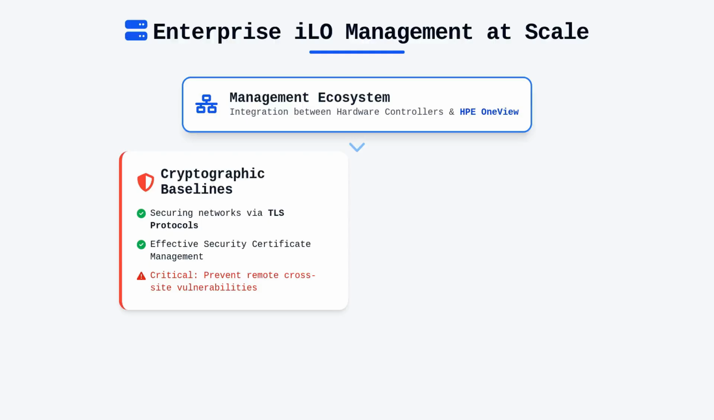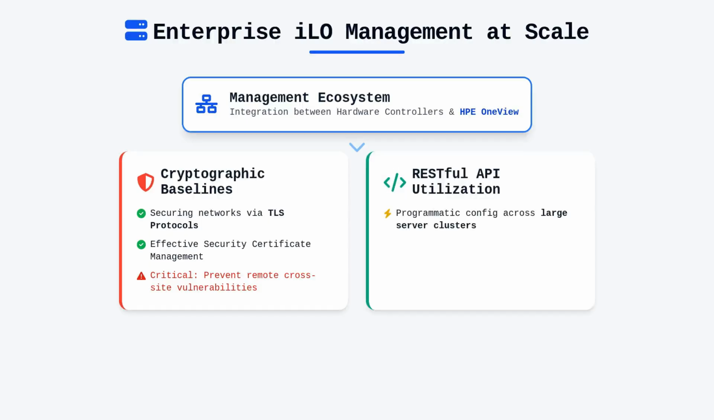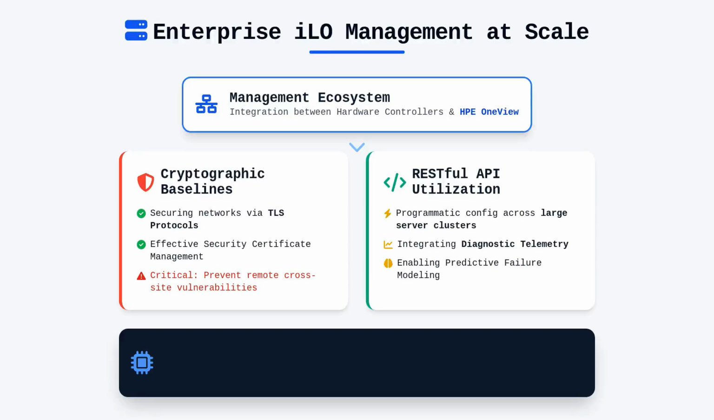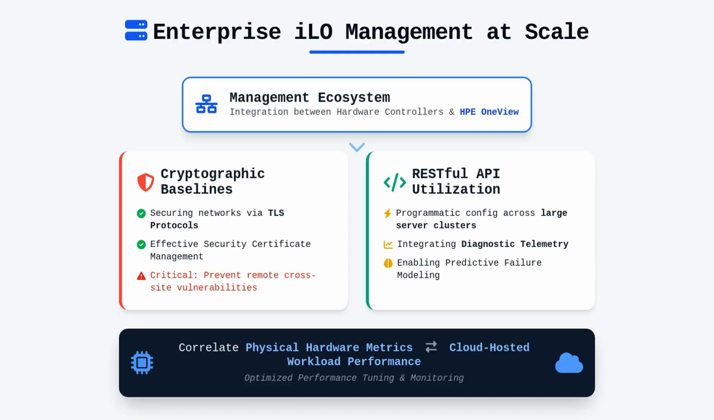Furthermore, API utilization within iLO allows for programmatic management, enabling the automation of configuration tasks across large clusters of servers. By leveraging the iLO RESTful API, engineers can integrate diagnostic telemetry into predictive failure modeling systems. This is particularly relevant when monitoring the environment for performance tuning, as it allows administrators to correlate physical hardware metrics with the performance of cloud-hosted workloads.